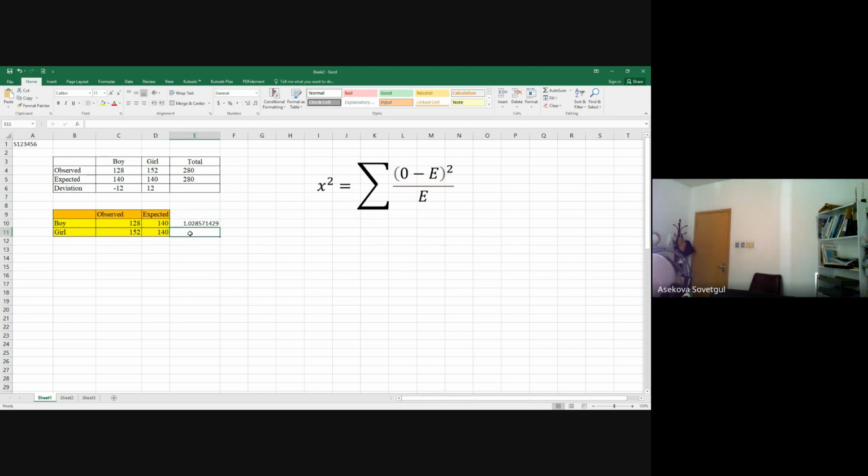Similarly, for the second category, for the girl: observed frequency minus expected frequency, squared, and divided by, again, the expected frequency values. This is how we can calculate it.